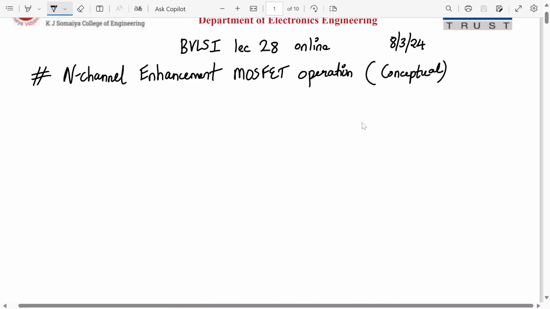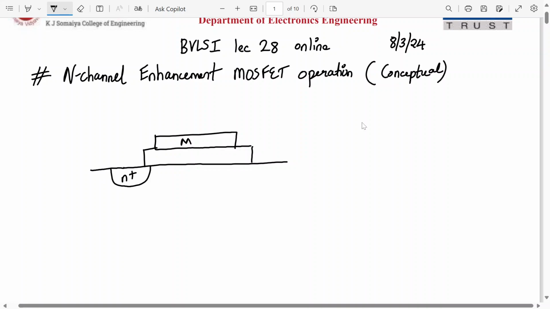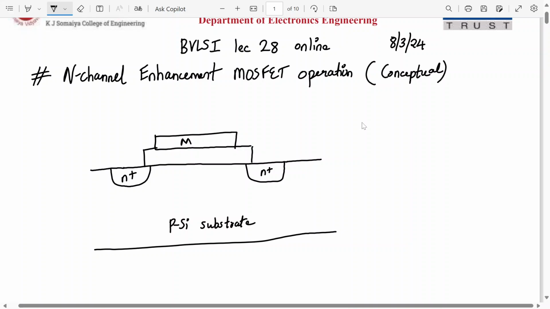Alright, so first of all, let us draw the structure of the MOSFET. So MOSFET consists of, first of all, metal layer. So this is my metal layer M. This is normally aluminum. On top of it we have oxide layer. Here it is my oxide layer, and here we have N plus source and N plus drain diffusion junctions, and then at the bottom we have P silicon substrate.